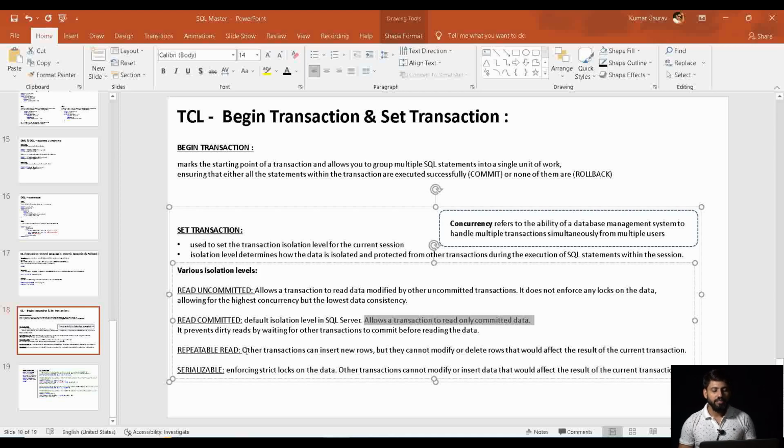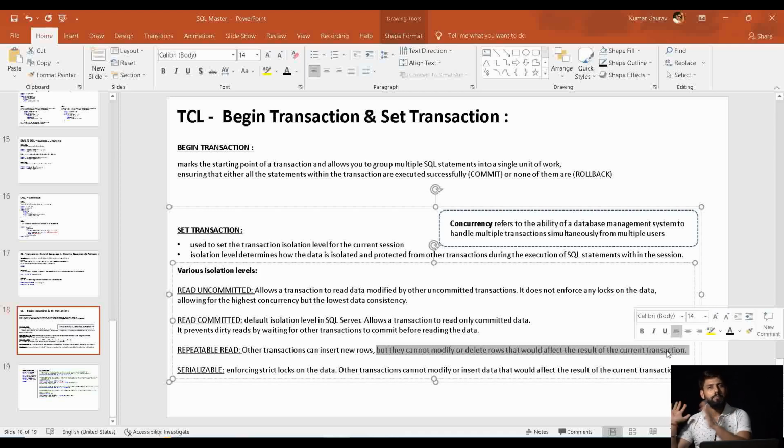And then repeatable read: other transactions can insert new rows, meaning other users can insert new rows, but they cannot modify or delete rows that would affect the result of the current transaction. Suppose user 1 is doing a transaction with multiple operations on some particular table. Whatever data that transaction is using for user 1 will be kept reserved. Other data, which is not being used in this transaction, can be used by other users, that is, by other transactions.